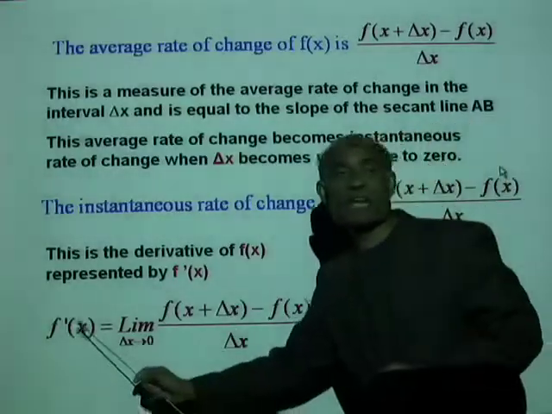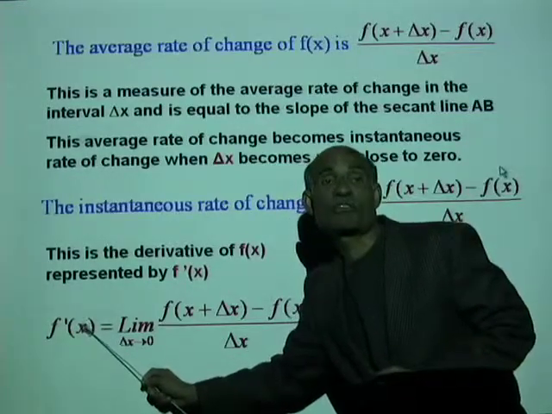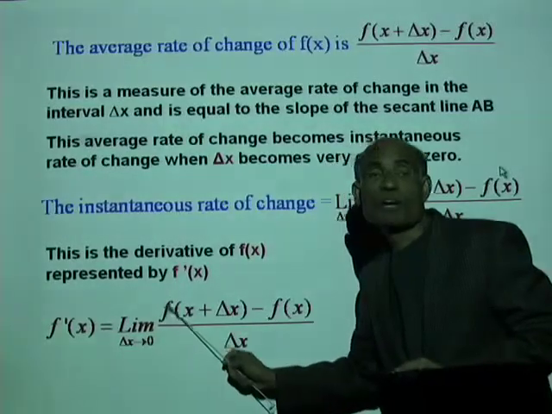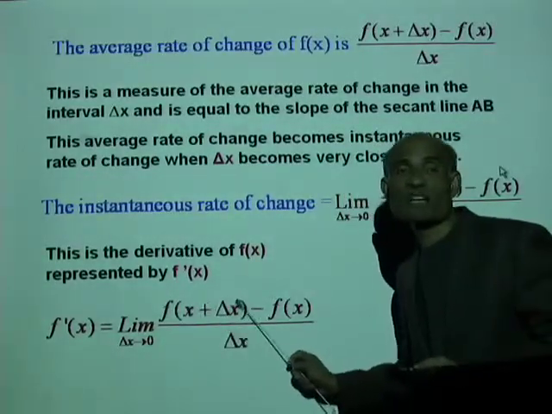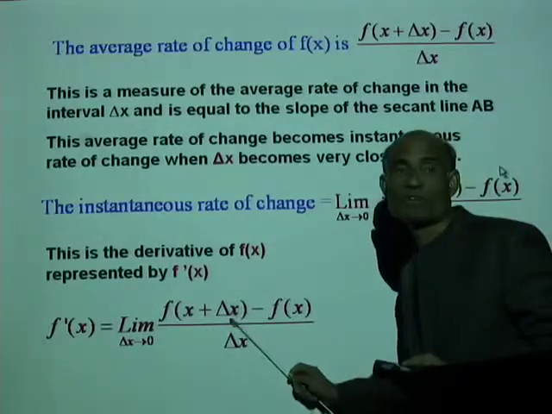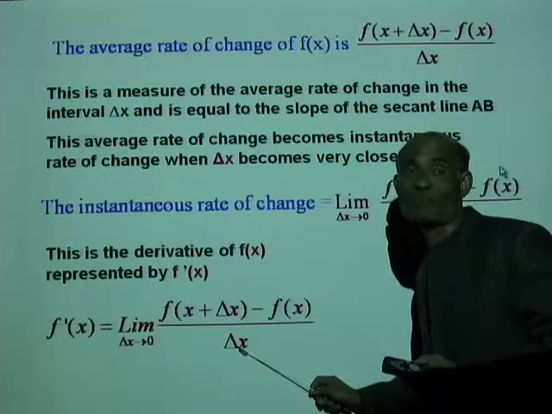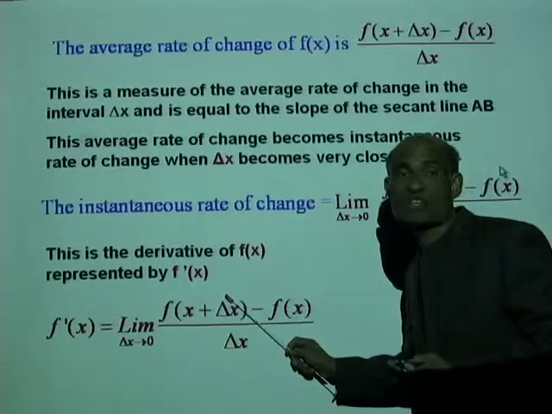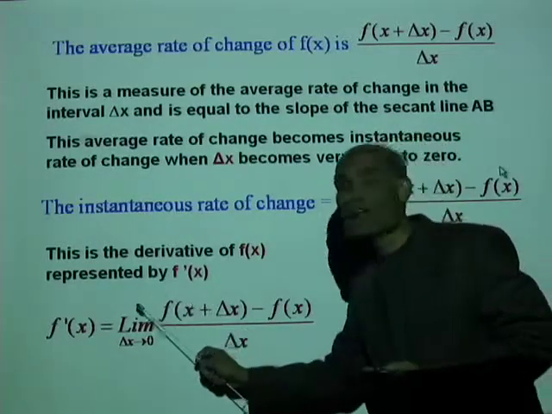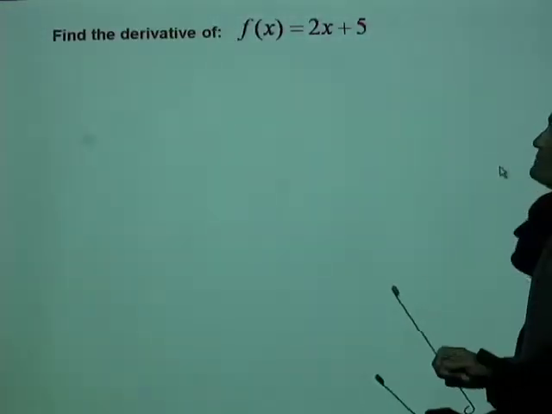So look at the definition again. F prime of x, the derivative of f of x, is limit delta x approaches 0, f of x plus delta x minus f of x, that's a change in the function value, divided by the change in the input value. The change in the output divided by the change in the input, and we find the limiting value of that when delta x approaches 0.